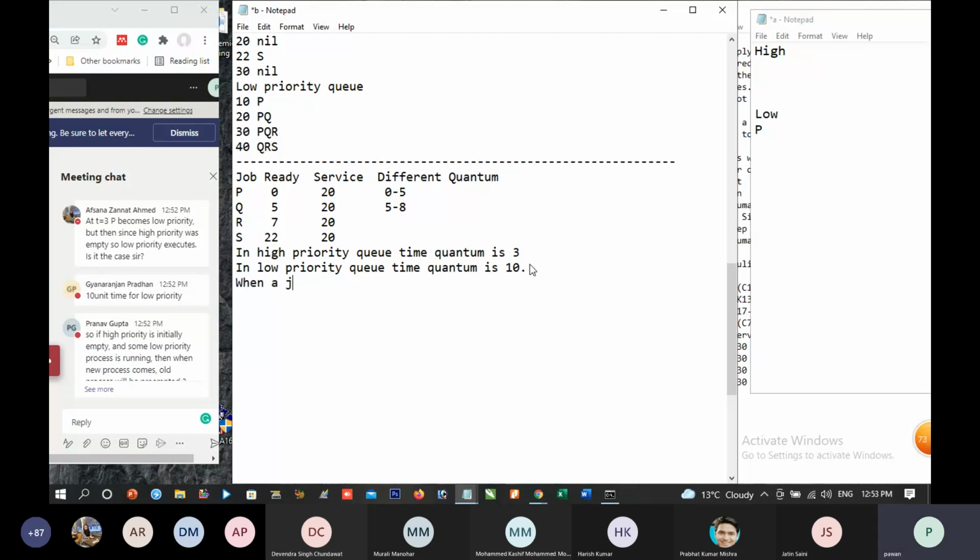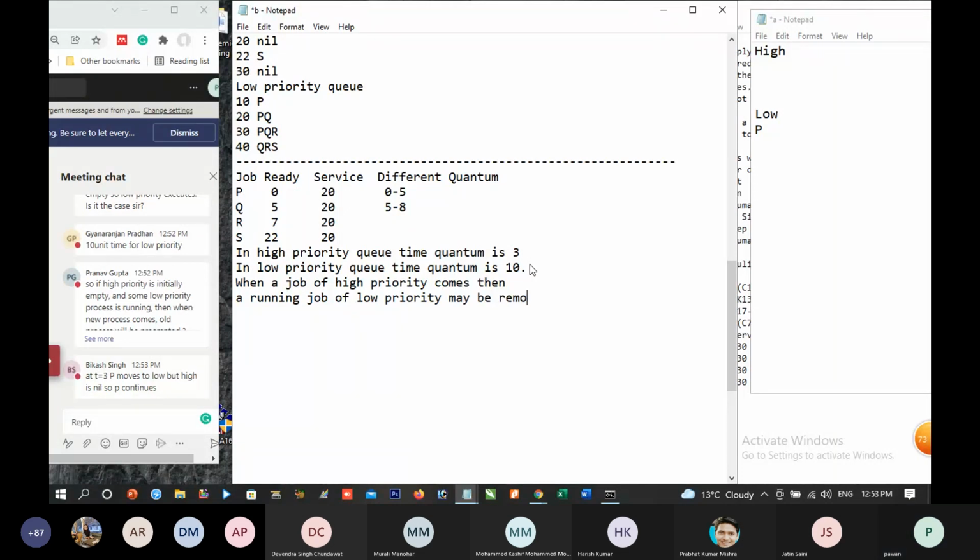When a job of high priority comes, then a running job of low priority may be removed even when the time quantum is not complete. Even when time quantum is not complete. Yes, that is correct. Vikas has written fully correct.